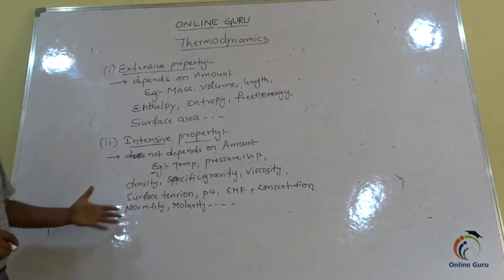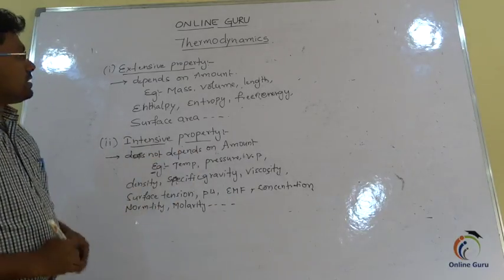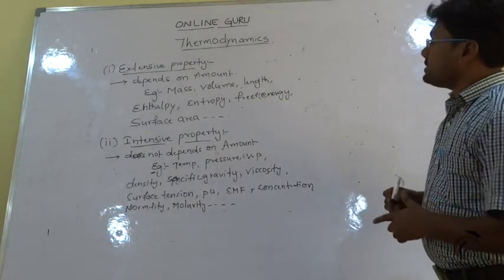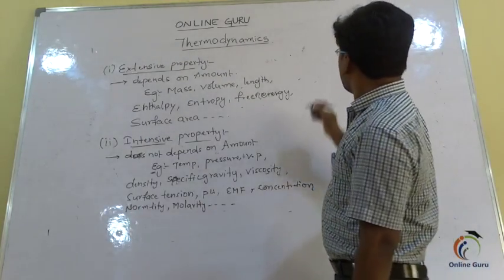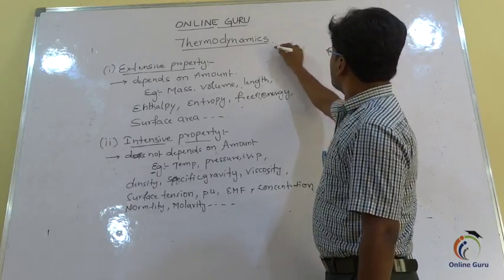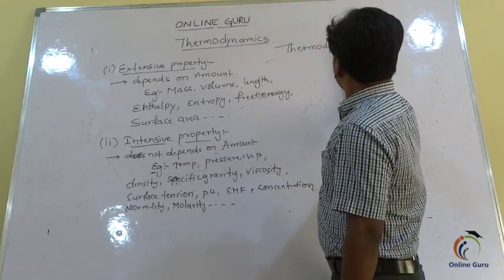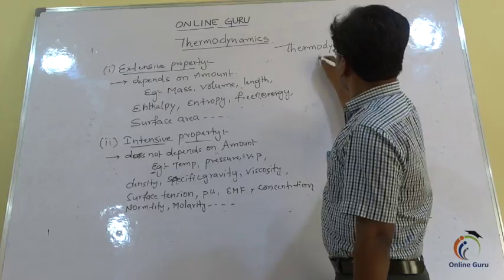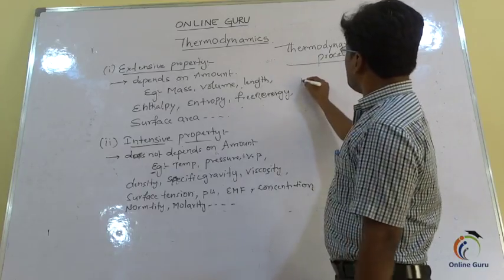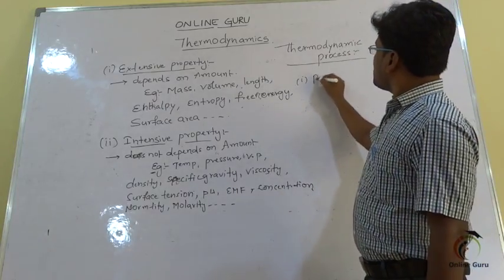That means these properties do not depend on amount. So that's why these are called intensive properties. These are the properties of thermodynamics. Next come to the thermodynamic process. Here there are two types of thermodynamic process. What are those? Reversible process.